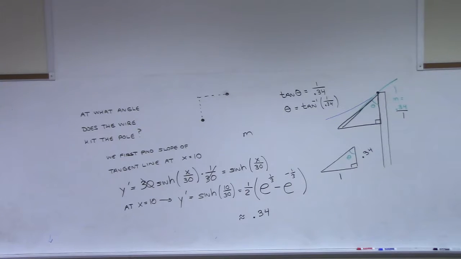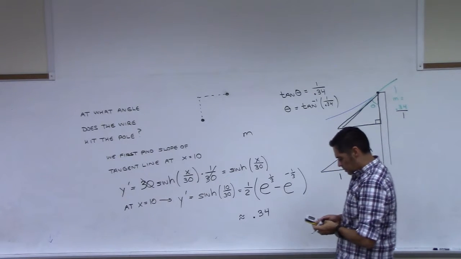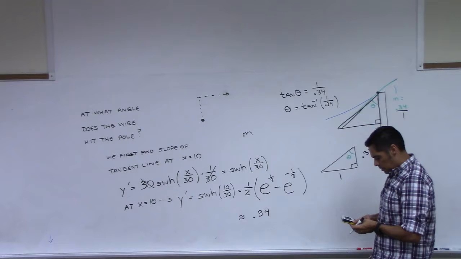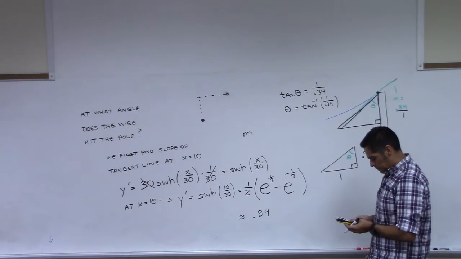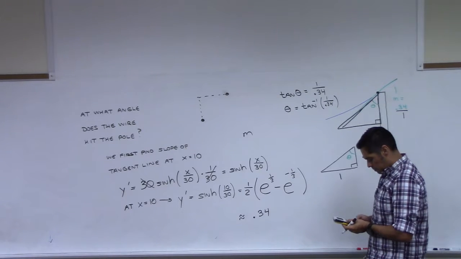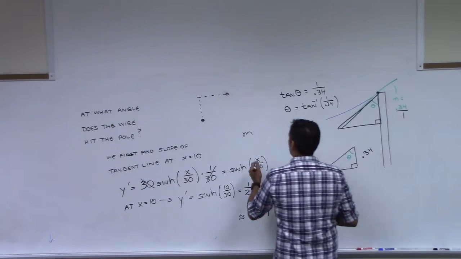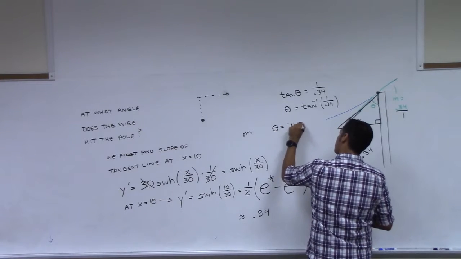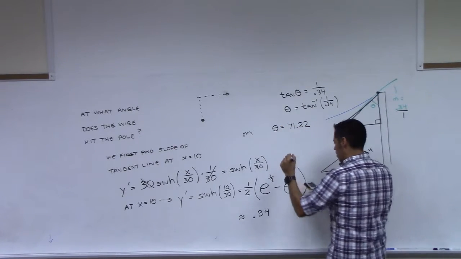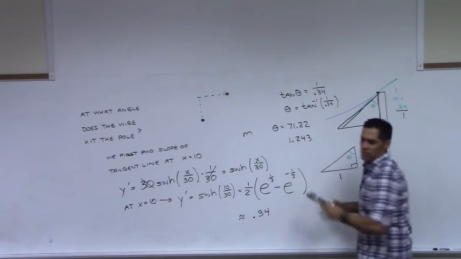Arctan of 1 divided by 0.34. Hold on, I had a little malfunction here. Okay, so I got theta is equal to 71.22, and then you got what? 1.24? I got 1.243. So there are two answers.